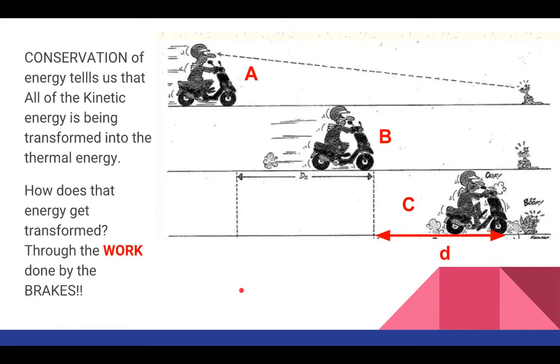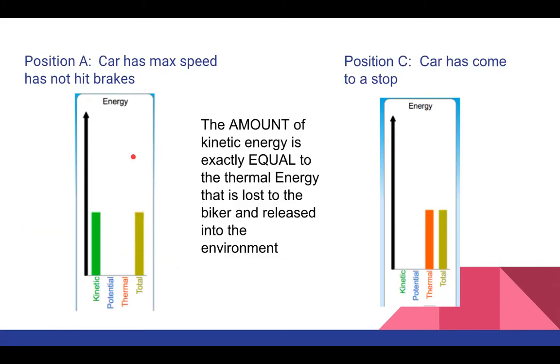All right, so what's going on here? So we talked about a little bit with the pictures, but let's put it into our visual representation using the bar graphs, and then we'll talk a little bit about the formulas. So at position A, this is where the bike actually has the maximum speed and has not hit the brakes. So we have all kinetic energy here, and this is our total energy at the beginning. At position C, the bike has come to a complete stop. So all of that energy has been transformed into thermal energy.